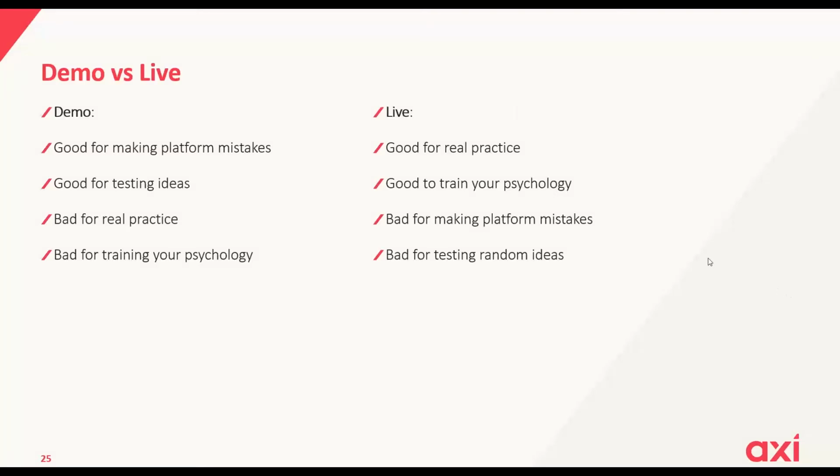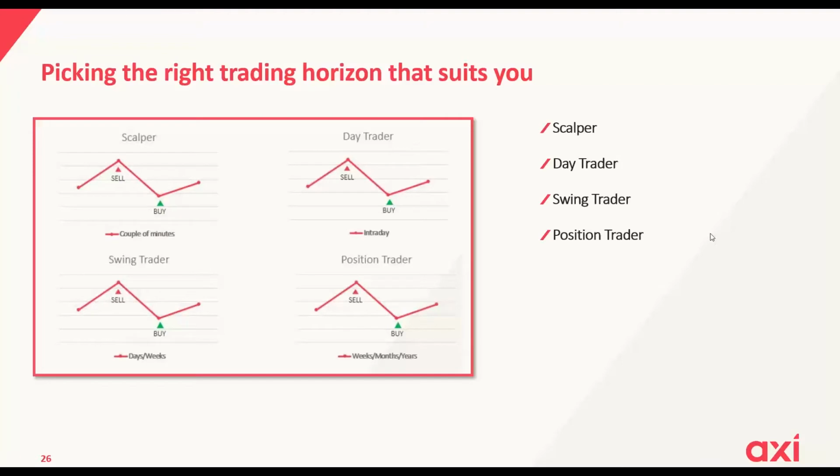Okay. Now, what we're going to do next is we need to design a trading horizon that suits you. There are mainly four different kinds of trading styles out there, right? There is a scalper. Scalpers tend to get in and out of their trade usually within a couple of minutes. If you're a day trader, you usually trade what we call intraday, which means that if you open a trade today, you tend to close it at the end of the day.